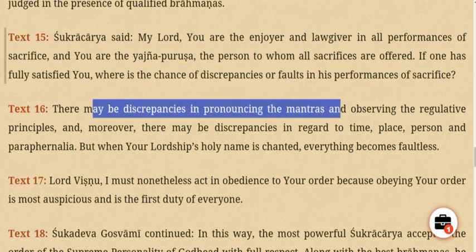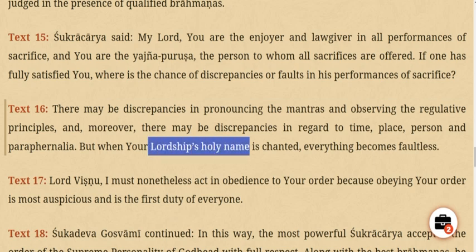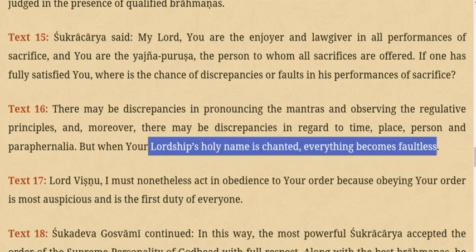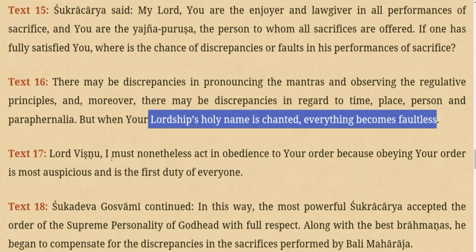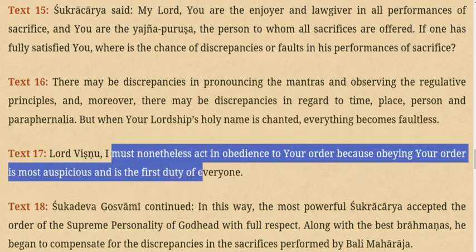There may be discrepancies in pronouncing mantras and observing regulatory principles. Moreover, there may be discrepancies in regard to time, place, circumstances. But when the Lord's holy name is chanted, everything becomes faultless. Your holy name was chanted. I must nonetheless act in obedience to your order, because obeying your order is most auspicious and the very first duty of everyone. Now, this is Shukracharya saying, I must follow Vishnu, your order.